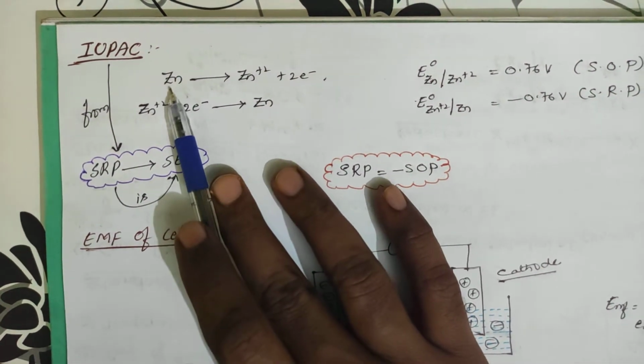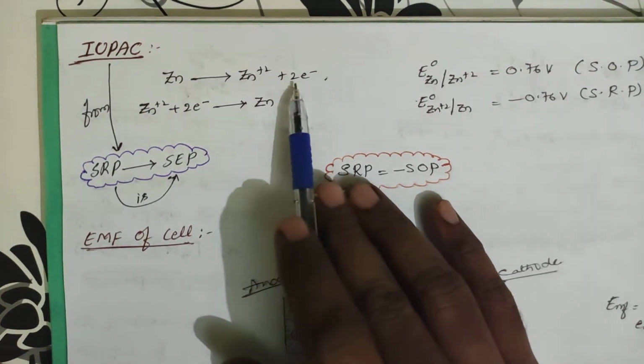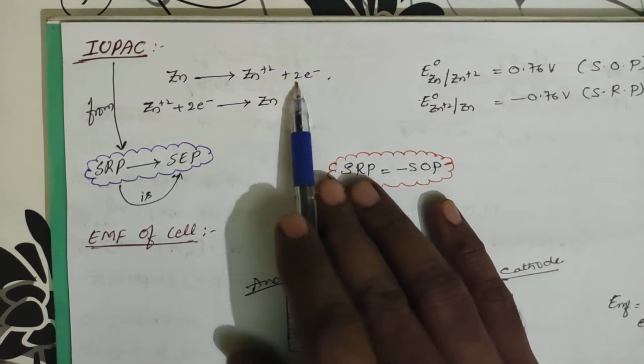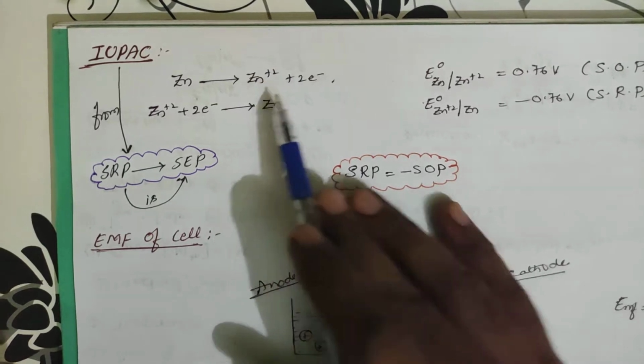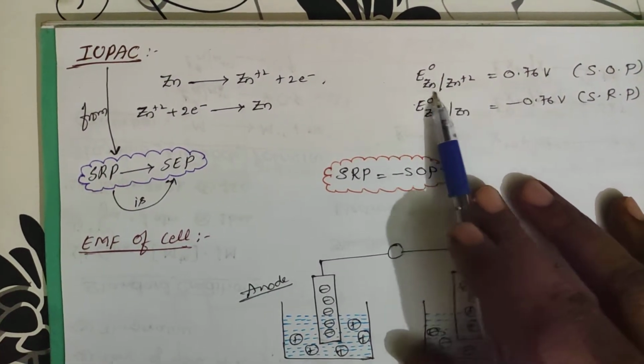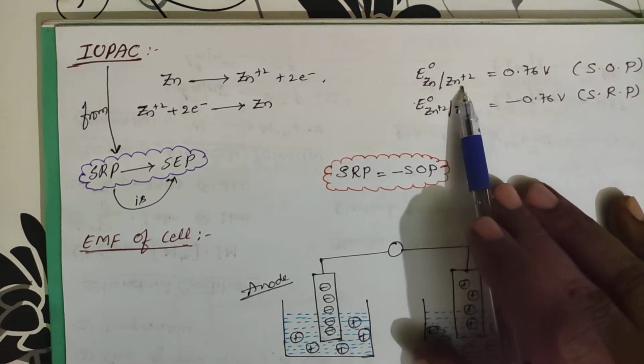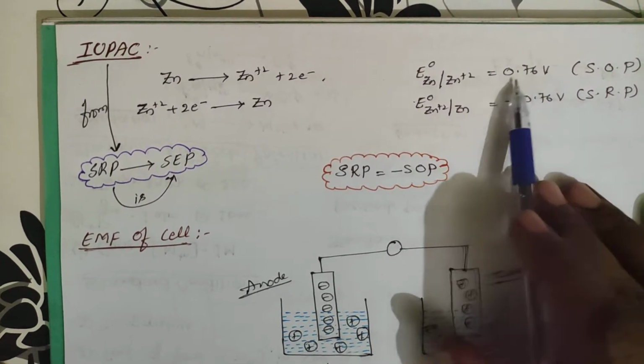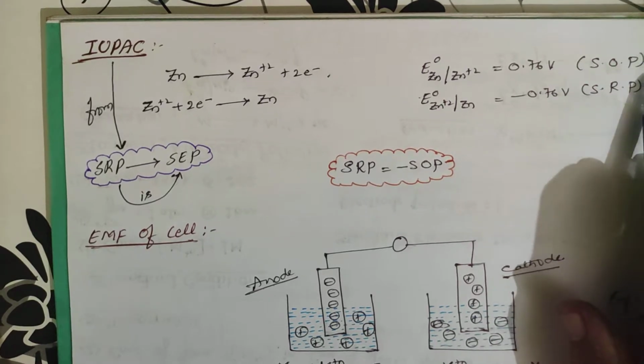So if you write like this, zinc getting converted to Zn plus 2 plus 2 electrons. Here I am writing E naught Zn to Zn plus 2. So what is happening here? It is oxidation, so it is 0.76 volts. This is a calculated value. This is called the standard oxidation potential.